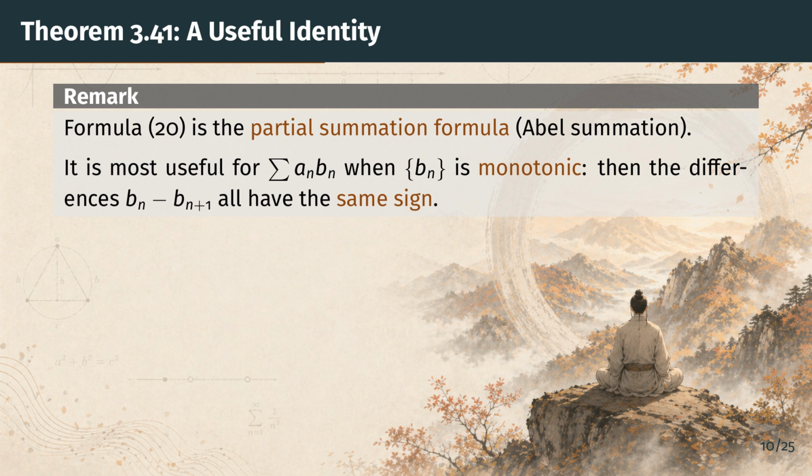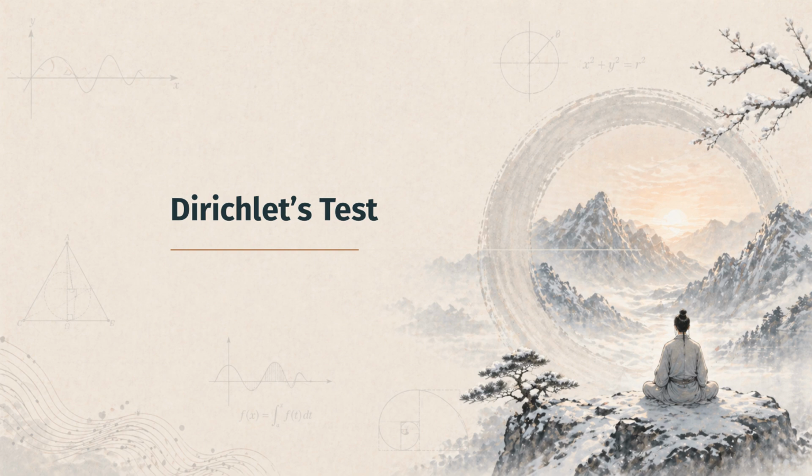Its great virtue shows up when the sequence b sub n is monotonic, that is, steadily increasing or steadily decreasing. In that case, every difference b sub n minus b sub n plus 1 has the same sign, so the sum on the right collapses into something we can bound cleanly. That is exactly the structure the next three theorems exploit. Let's see the first application.